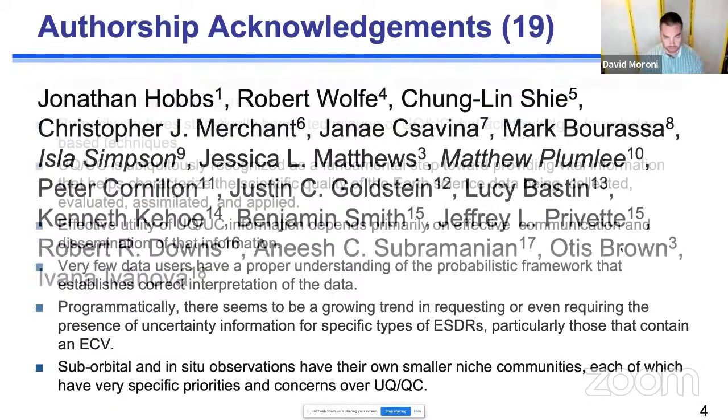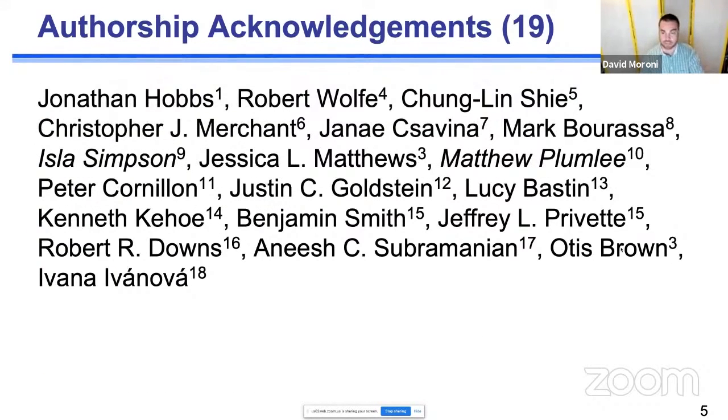And this is just going into some of the authorship acknowledgements here. Some of these names might look familiar to you. I will call out Jonathan Hobbs was the champion. We designated champions for the fork perspective. So he was the champion of the mathematical section from JPL.